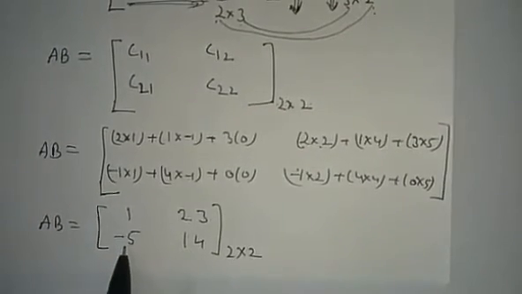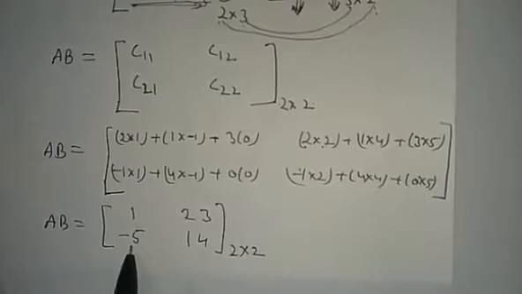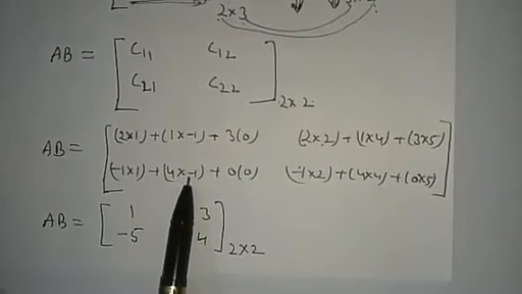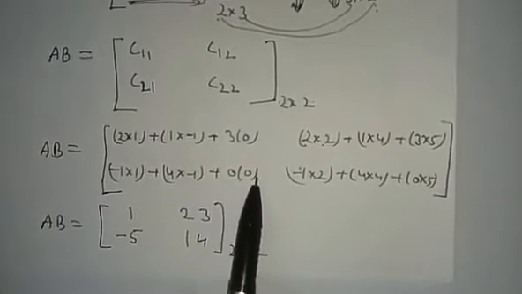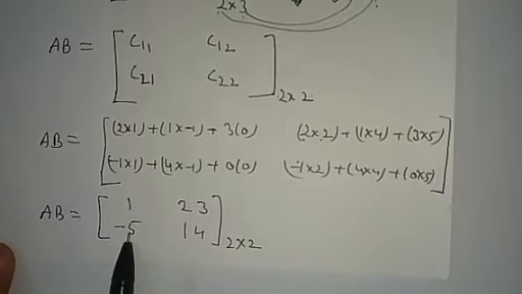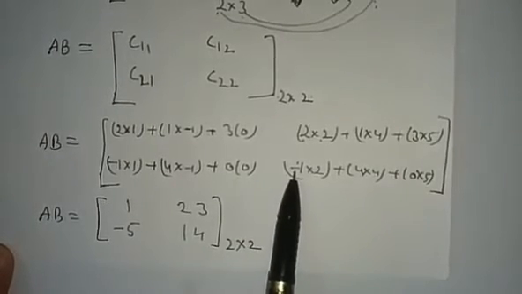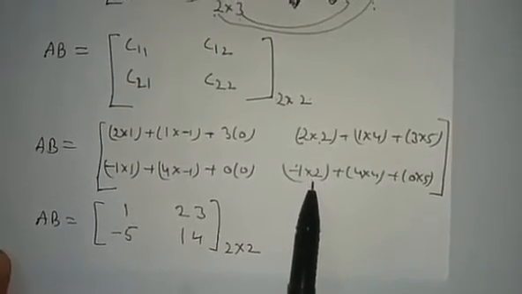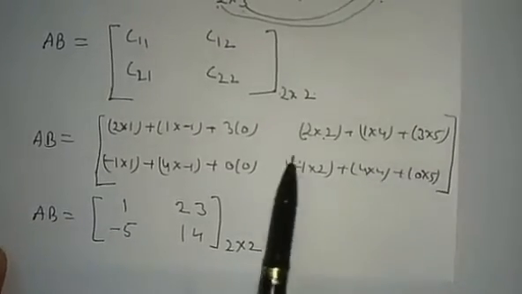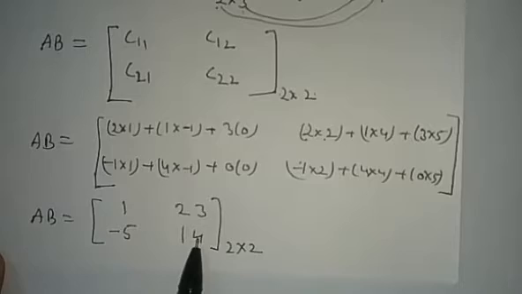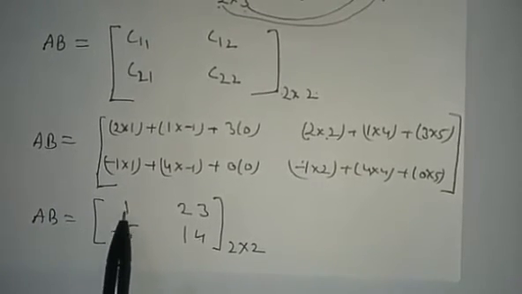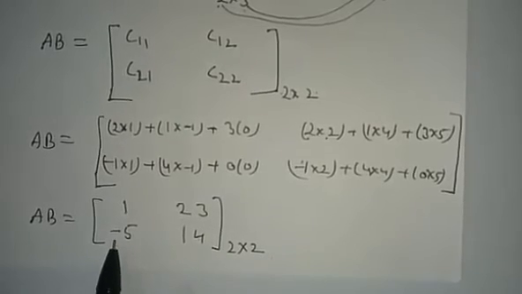Now for the second row, first column element, minus 1 into 1 is minus 1, 4 into minus 1 is minus 4, 0 into 0. After simplifying this one we get minus 5. Now we simplify this one, minus 1 into 2, 4 into 4, 0 into 5. After simplifying this one we get 14. In this way we have the resultant matrix AB. This is 1, 23, minus 5, 14.